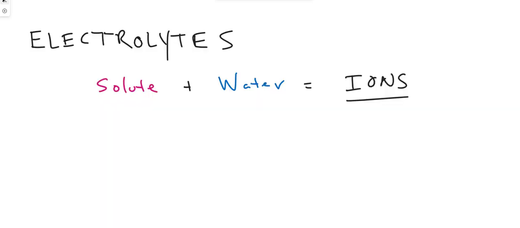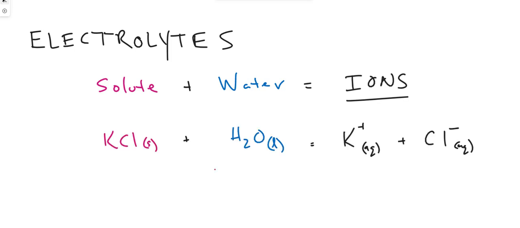previous video. So electrolytes are simply solutes that, when dissolved in water, produce ions. Common example of that is salt in water. Salt here, KCl, as a solid that dissociates in water to form potassium ion and chloride ion. So KCl is considered an electrolyte. Solutes that do not dissociate into ions are called non-electrolytes.